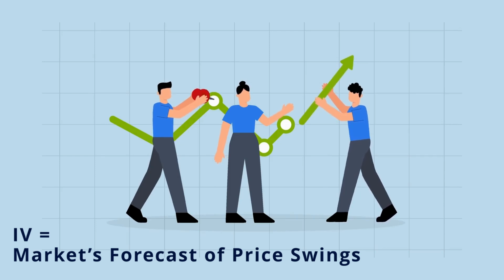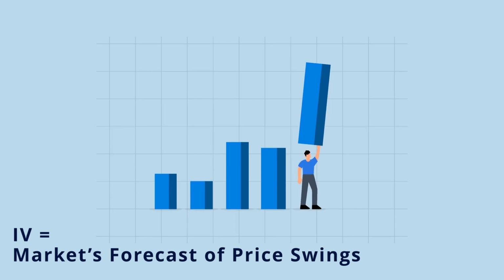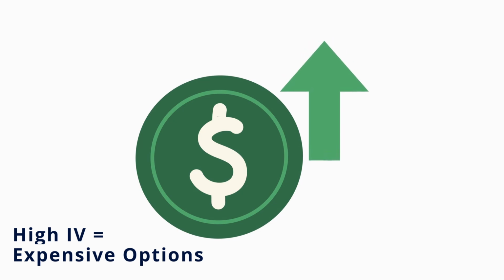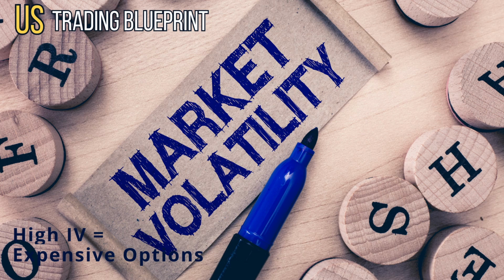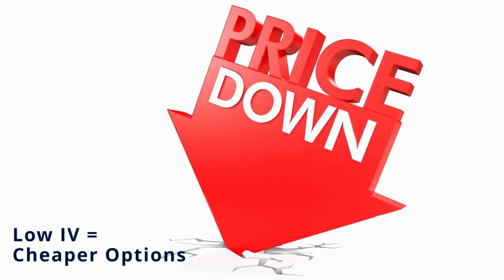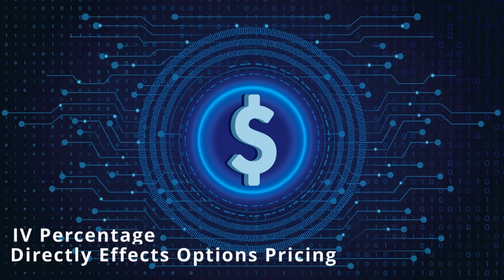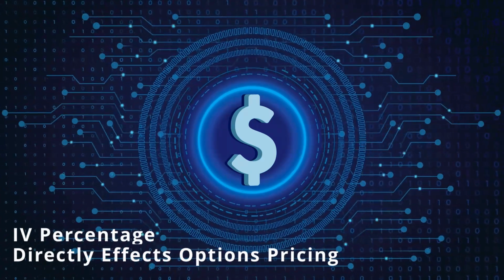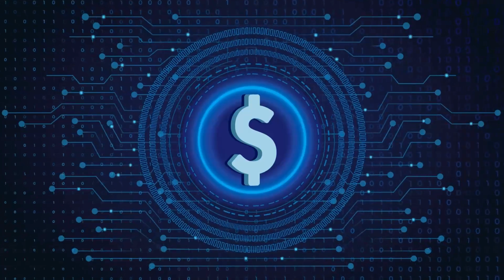So, implied volatility basically measures the market's expectations of how much a stock might move. A higher IV means bigger price swings are expected, which makes options more expensive. When IV rises, option premiums increase because traders expect more volatility. Conversely, when IV drops, options get cheaper. This fundamental link means IV is a key driver in options pricing.